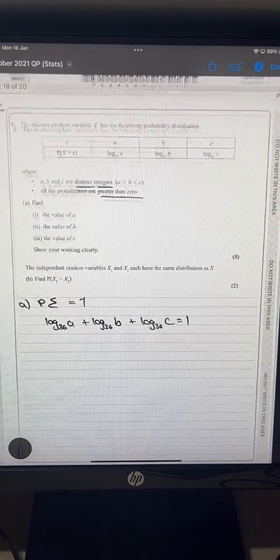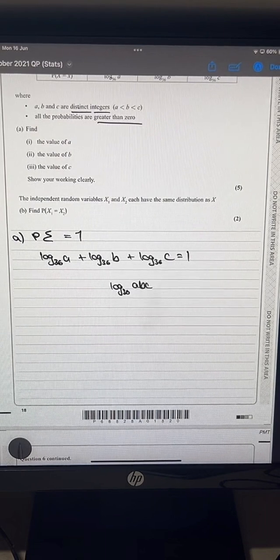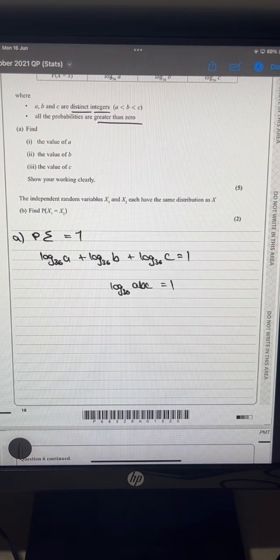Now I can just use log laws, because they love to use pure content in an applied paper. If you're adding logs with the same base, you can just multiply them through. So you have log base 36 of abc is equal to 1. Now you can see this actually becomes quite nice. 36 to what power is abc? That just means abc is equal to 36 to the power of 1, which is just 36.